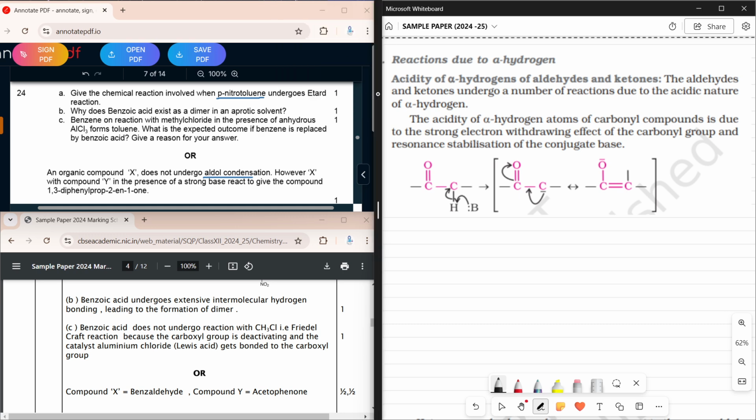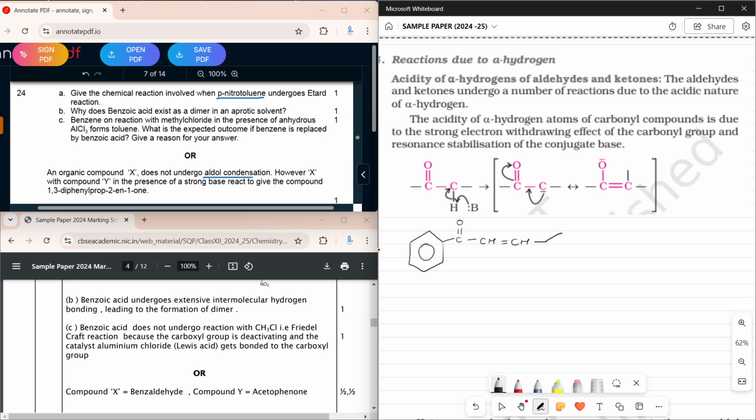Now the product that we have over here, 1,3-diphenyl-prop-2-ene-1-one, is basically, let's draw the structure of that. And that's what I would recommend. If you are stuck in something, definitely just try and see if you can draw the structure of the final product, you might find something that you could use to answer the question. So you have CO, okay, CH double bond CH, and another benzene.